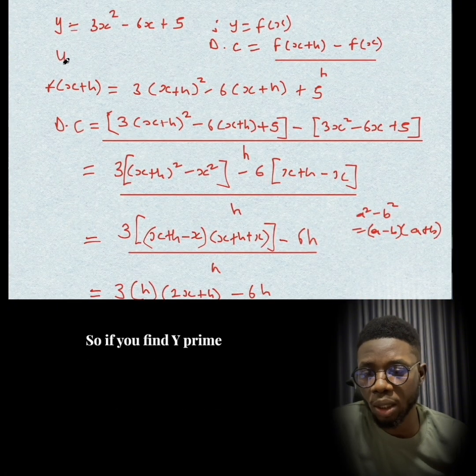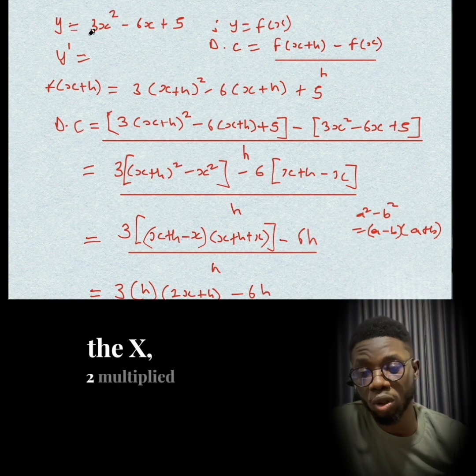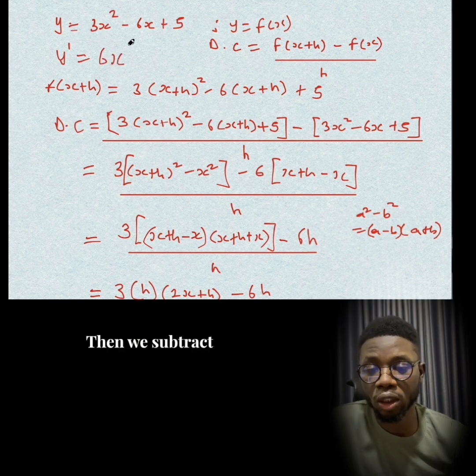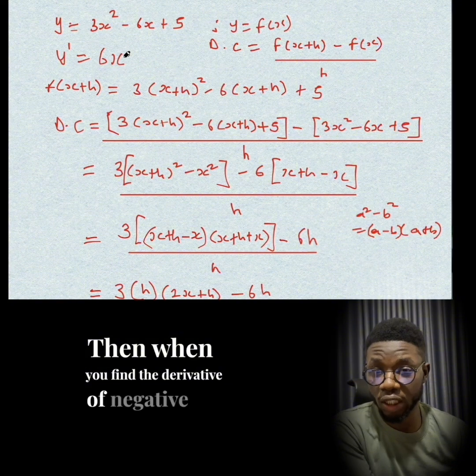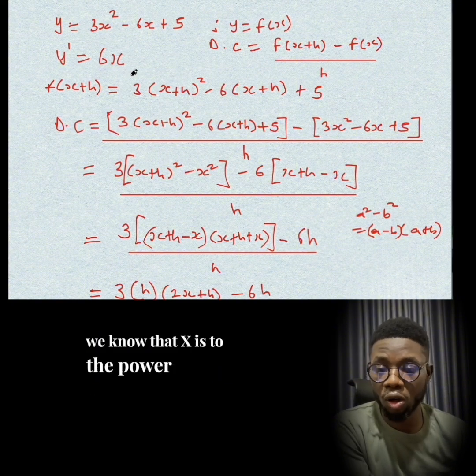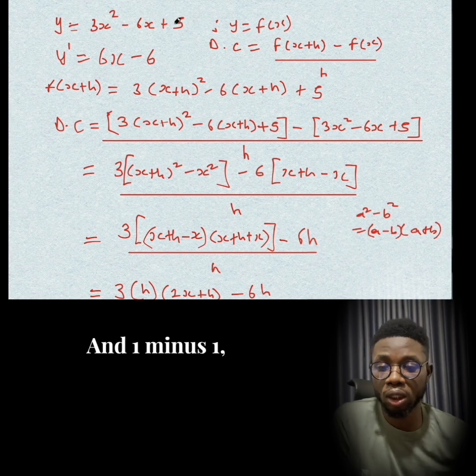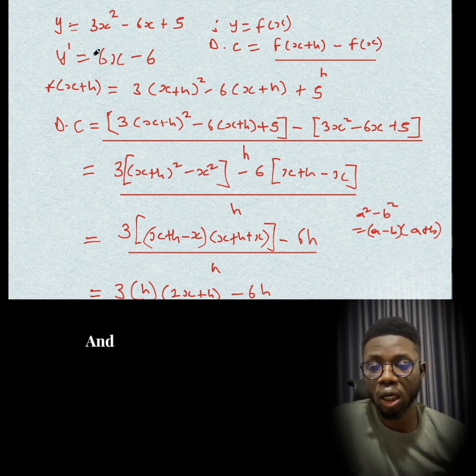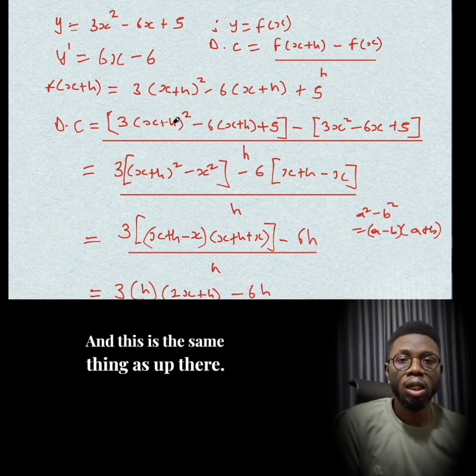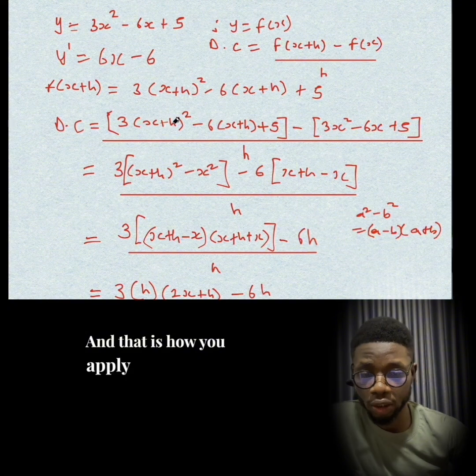6x minus 6. The actual function itself is this. If you find y prime, which is dy/dx, 2 multiplied by 3 is 6, then we subtract 1 from 2, that's 1. Then when you find the derivative of negative 6x, we know that x is to the power of 1 in that place, and that will just be 1 times negative 6, that's negative 6. And 1 minus 1 is 0, so x to the power of 0 is 1. And this is the same thing as up there. And that is how you apply the differential quotient.